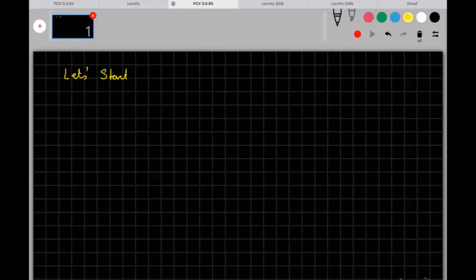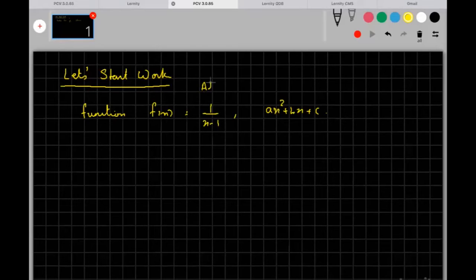I was talking to you about function. A function f of x is something like 1 by x minus 1, or anything like ax square plus bx plus c. To be specific, we were talking about algebraic function.